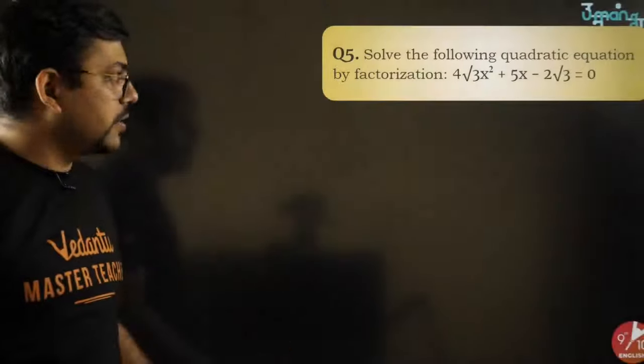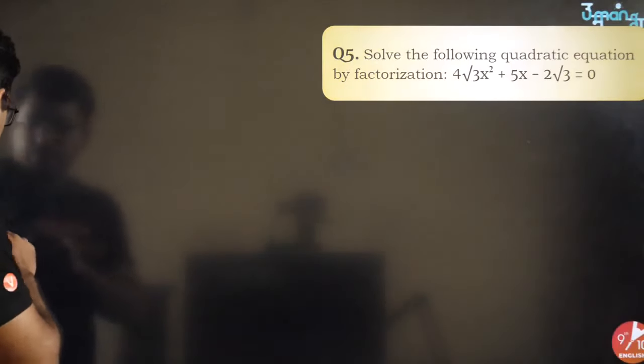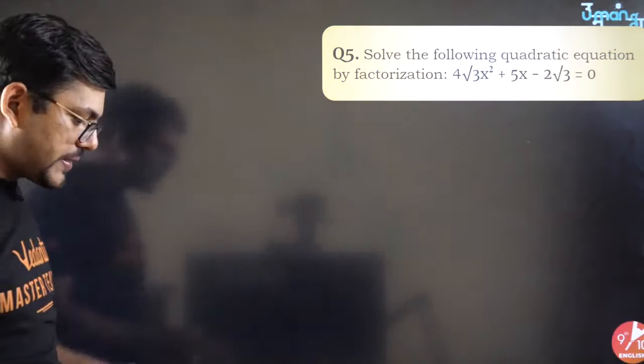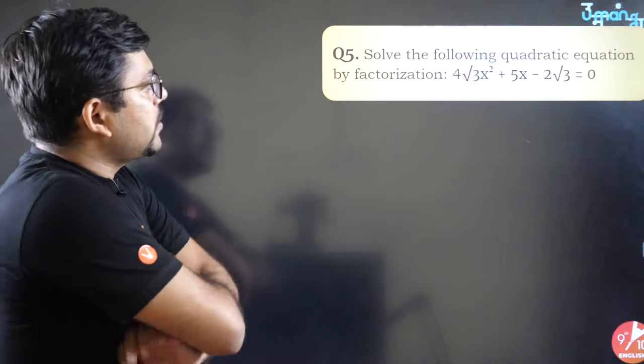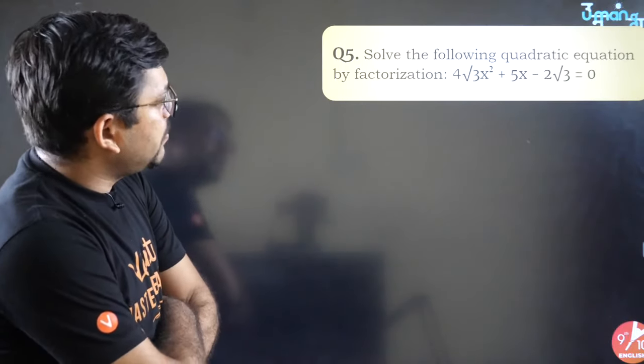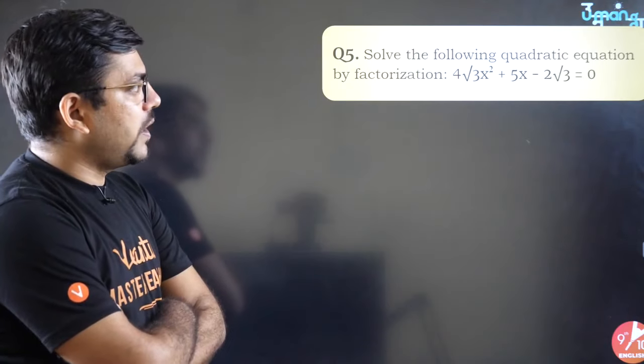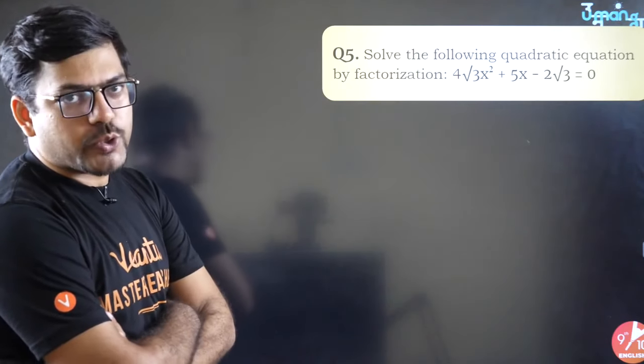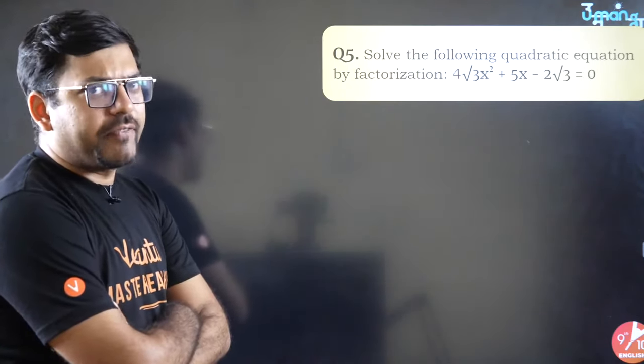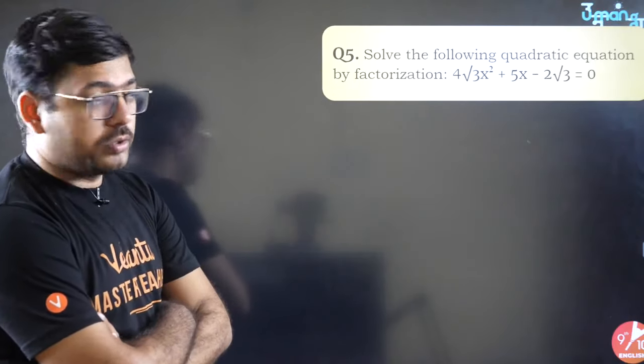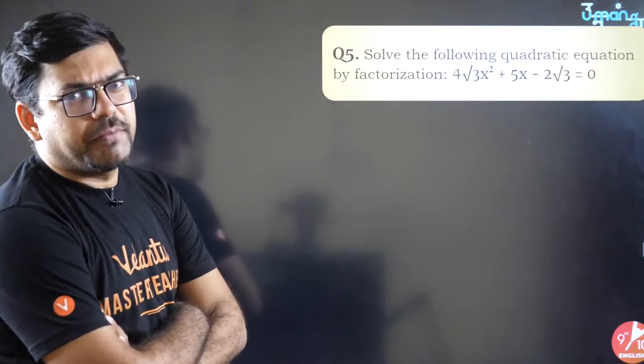Here we go to the next. Here is the next question, guys. Let's see what it says. This question says, solve the following quadratic equation by factorization. 4 root 3x square plus 5x minus 2 root 3 equals to 0. Now here probably we'll have to think. Okay, root. But it's not so tough, believe me.